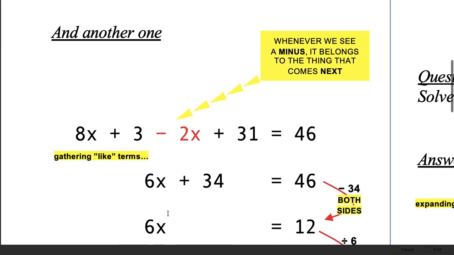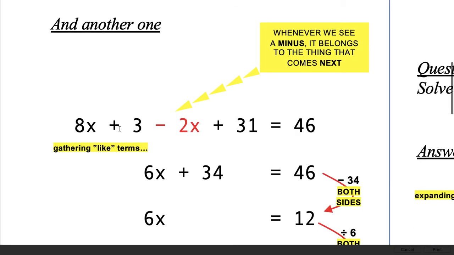Okay, so another one. 8x plus 3 minus 2x plus 31 equals 46. And whenever you see a minus, it belongs to the thing that comes next. So that minus, you've got to think of as belonging to that 2x. It's nothing to do with the 3. So gathering like terms, we've got an 8x and a minus 2x that together make 6x. We've got a 3 plus a 31 that together make a 34. And there was a 46 there. So 6x plus 34 equals 46.